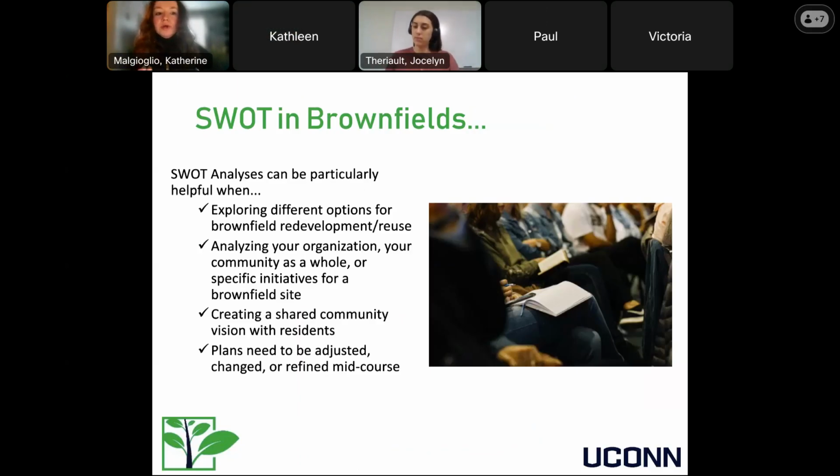So just to put all of this into perspective a bit, here are some brownfield specific situations where a SWOT analysis can be really helpful. So firstly, exploring different options for reuse and redevelopment, looking into strengths, weaknesses, opportunities, and threats is a great way to narrow down on different ideas and possibilities when it comes to redevelopment of a local brownfield site.